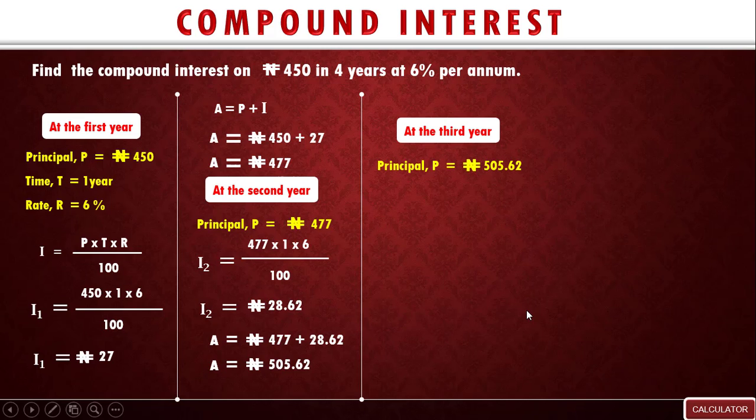So that means we have the formula I3. I3 is the interest at the third year, equals 505.62 times 1 times 6 over 100. You remember the formula. So we're fixing the value of P, the value of T and the value of R into the formula. Let's use the calculator to do that.